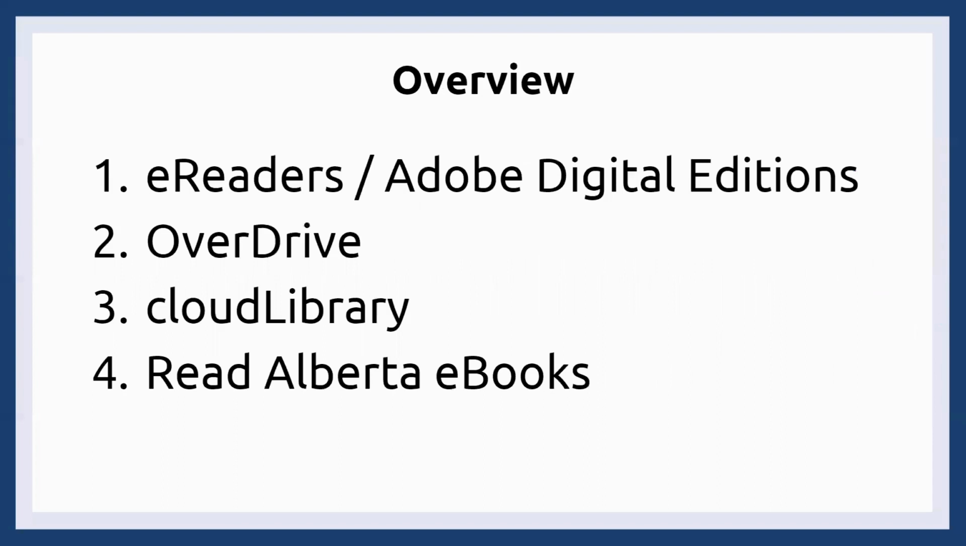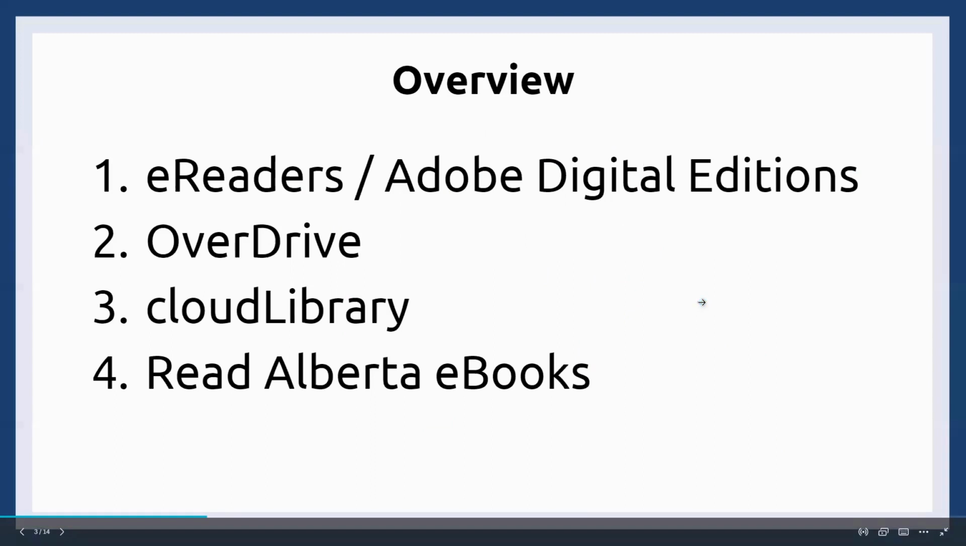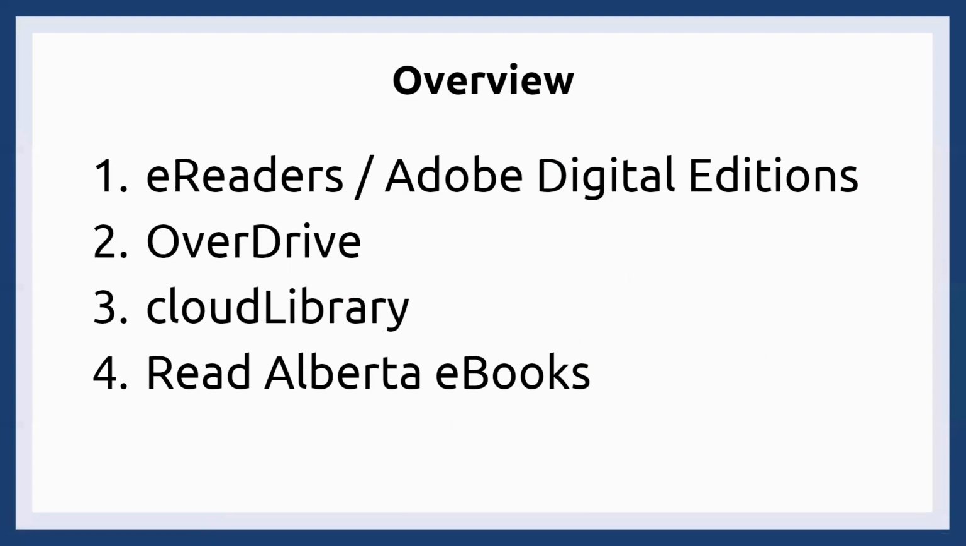So let's do a little overview on what we're going to go over today. We're going to start with eReaders. We're going to go over the ones that work, the ones that don't work, and then we'll take a look at Adobe Digital Editions, which is the software that we use to transfer ebook files to our eReader. You might hear me refer to Digital Editions as just Adobe. After that, we are going to take a look at the 3 different resources where we can find ebook files. So that is OverDrive, cloudLibrary, and Read Alberta eBooks. We'll also take a look at the mobile app options for these 3 resources in the event that you have users who are not wanting to use an e-reader device.